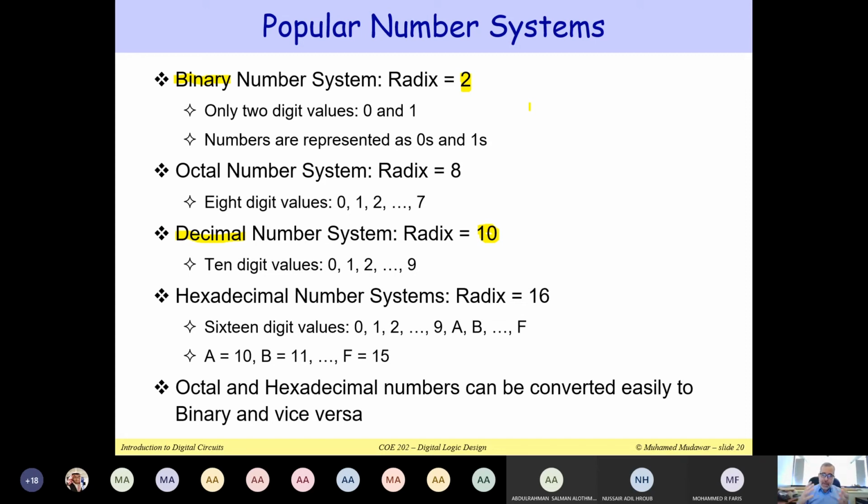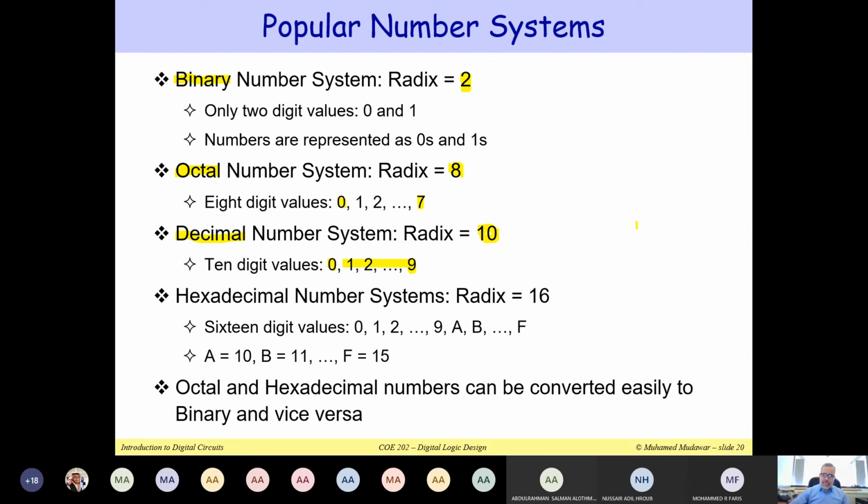Now we can actually use other number systems. Mathematically, you can use any number system. For example, in the octal number system, the radix is equal to 8. Octal means that we have 8 digits, from 0 to 7. We always start at 0, and we stop at the radix minus 1. The radix is 8, so we stop at 7. In decimal, we start from 0 and stop at 9. Notice that 10 consists of 2 digits, 1 and 0. So if you want to write the number 10 in decimal, you have to write it as 1, 0.